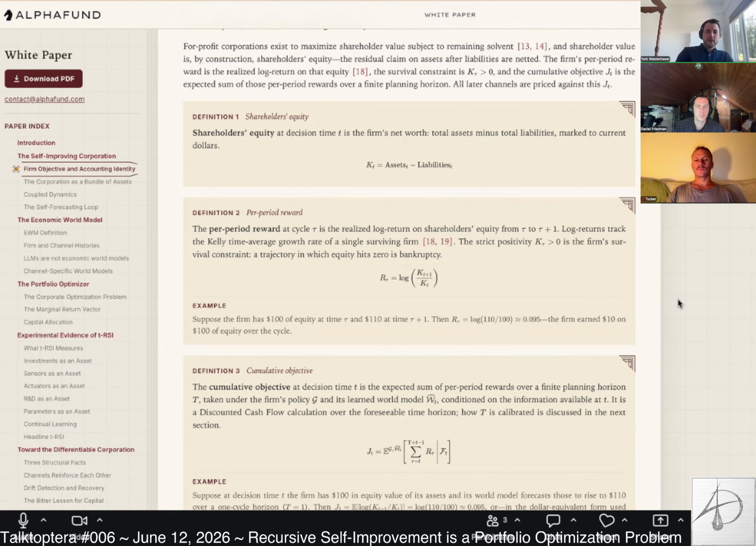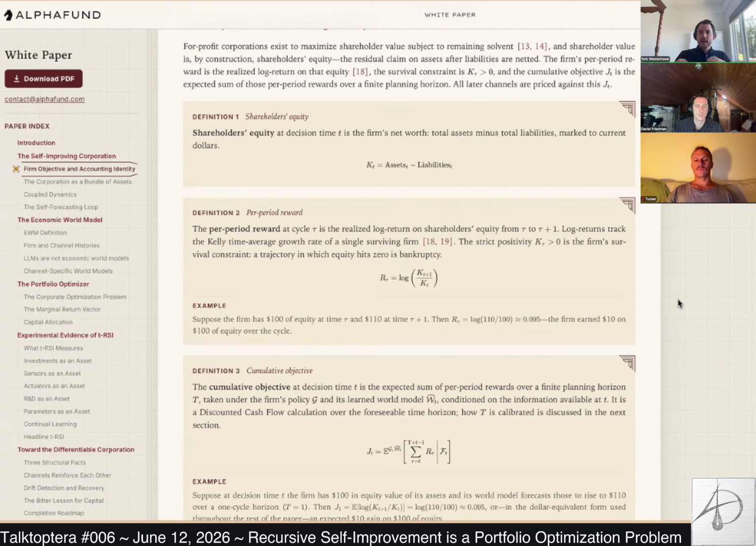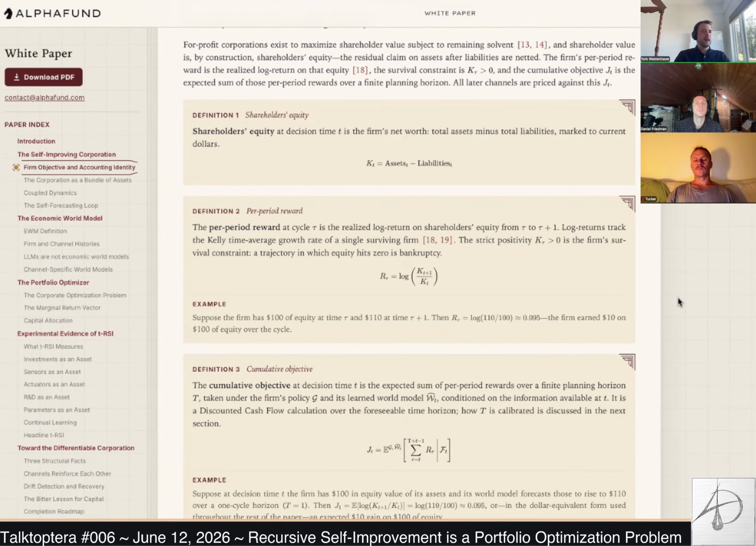And then you can start to say, well, if we're going to cast a corporation as a reinforcement learning problem or a portfolio optimization problem, there needs to be some sort of reward. So that would be the change in the company's equity from one period to the next, to the next. And this roughly corresponds to getting slightly better returns on a move in Go or something.